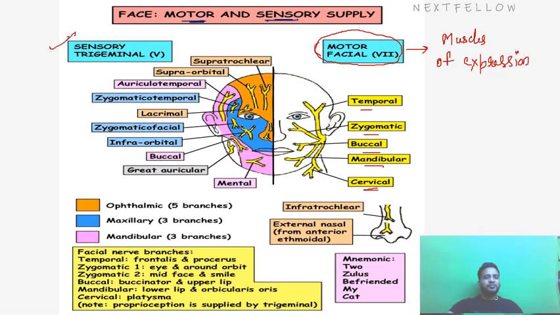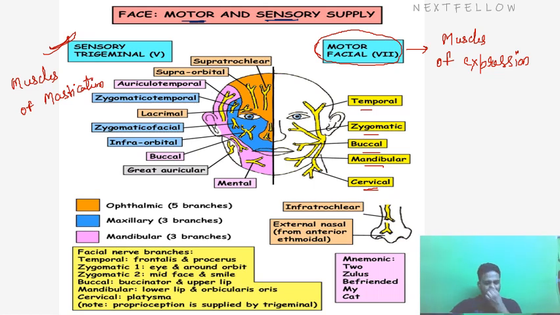whereas the trigeminal nerve is mainly supplying the sensory supply to the face and the muscles of mastication, that is the pterygoid muscles, buccal, etc. Okay. So these are the different branches of the mandibular nerve, which are further branches of the ophthalmic, maxillary, and mandibular nerves. And among the facial nerve branches, there comes the temporal, which is supplying the frontalis and procerus.